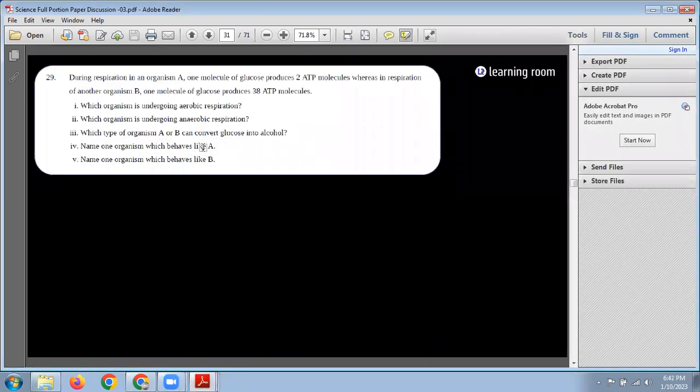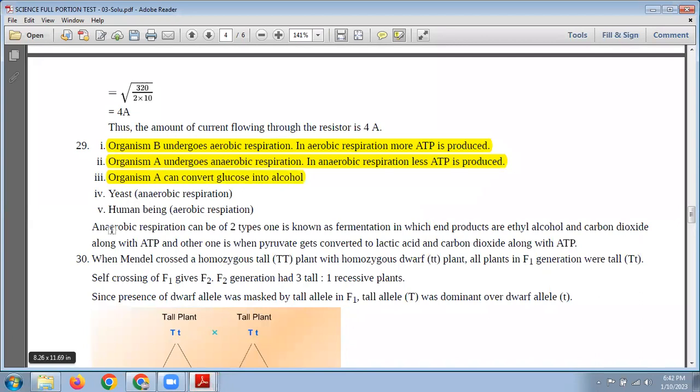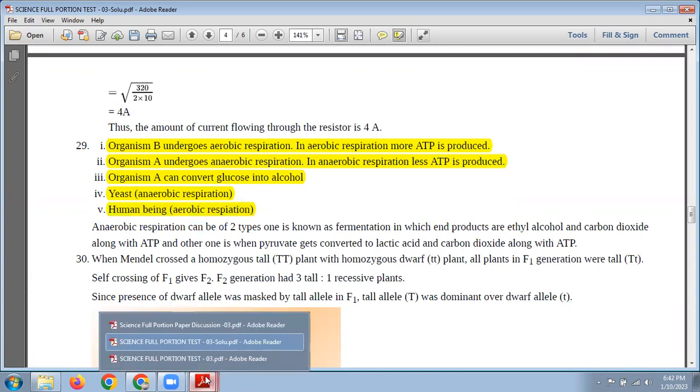And the next question: name one organism which behaves like A, one anaerobic respiratory organism and one aerobic respiratory organism. The answer is yeast, which follows anaerobic respiration, fermentation. There are two types of yeast we know, baker's yeast and brewer's yeast. Baker's yeast is used in bakery products and brewer's yeast in alcoholic fermentation processes. Human beings follow aerobic respiration. So this is the important aspect of that question.